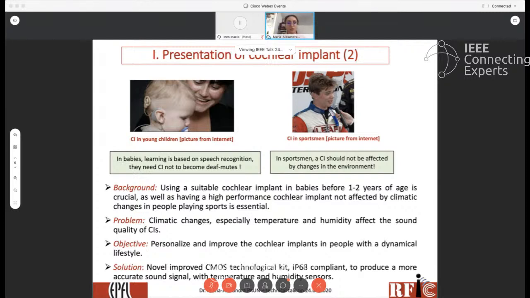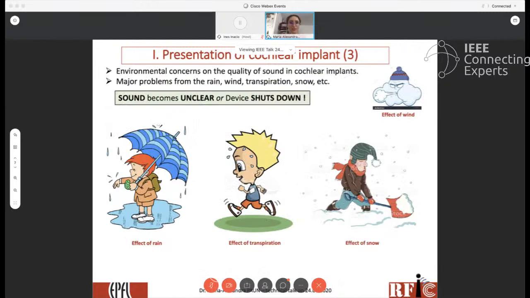And then, of course, my objective for this project was, as I already stated, to compensate for these climatic changes, especially temperature and humidity, which are affecting the sound quality of the cochlear implants, by placing temperature and humidity sensors. It is really worth pointing out that this has not been done before. As you will see, there are other techniques at the moment that are used to compensate for the temperature and humidity issues that we are experiencing.